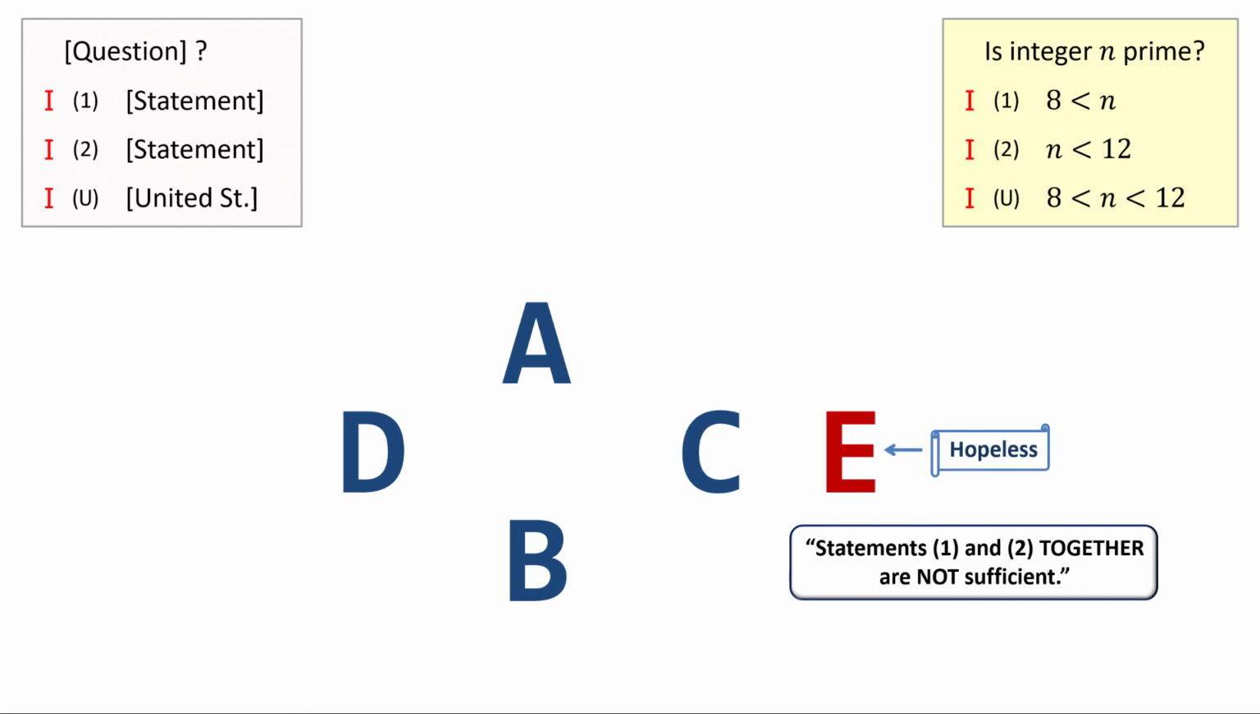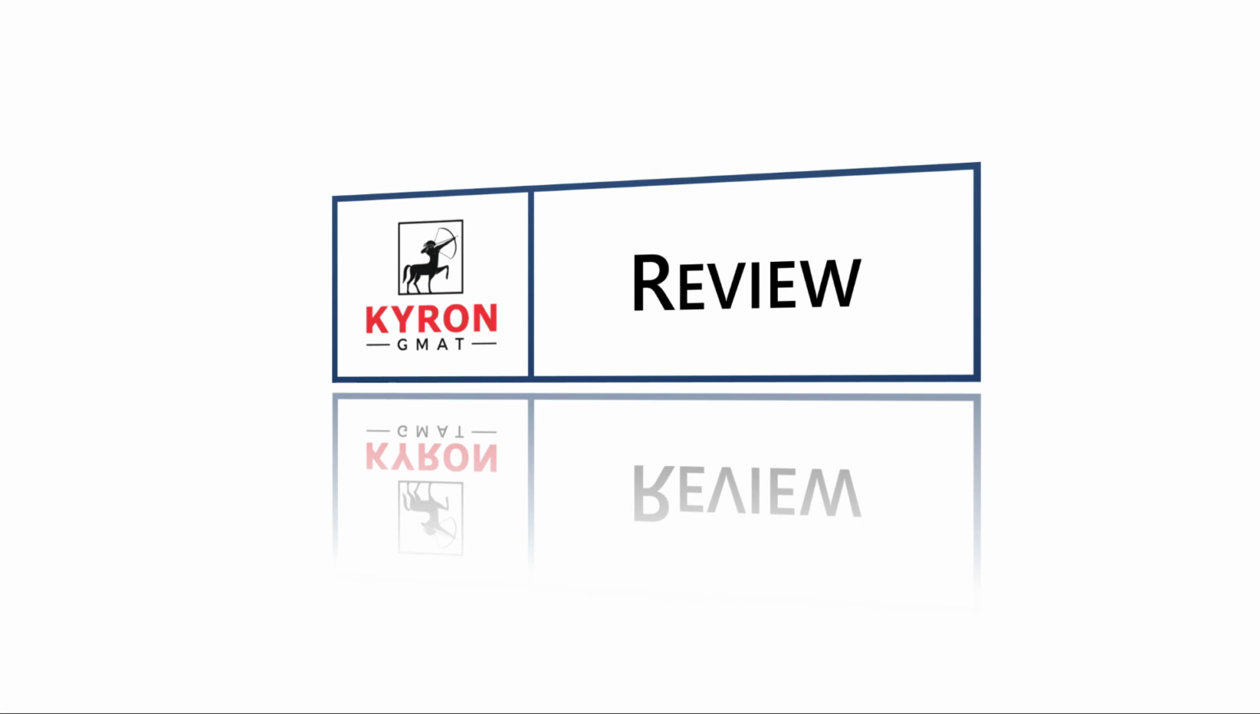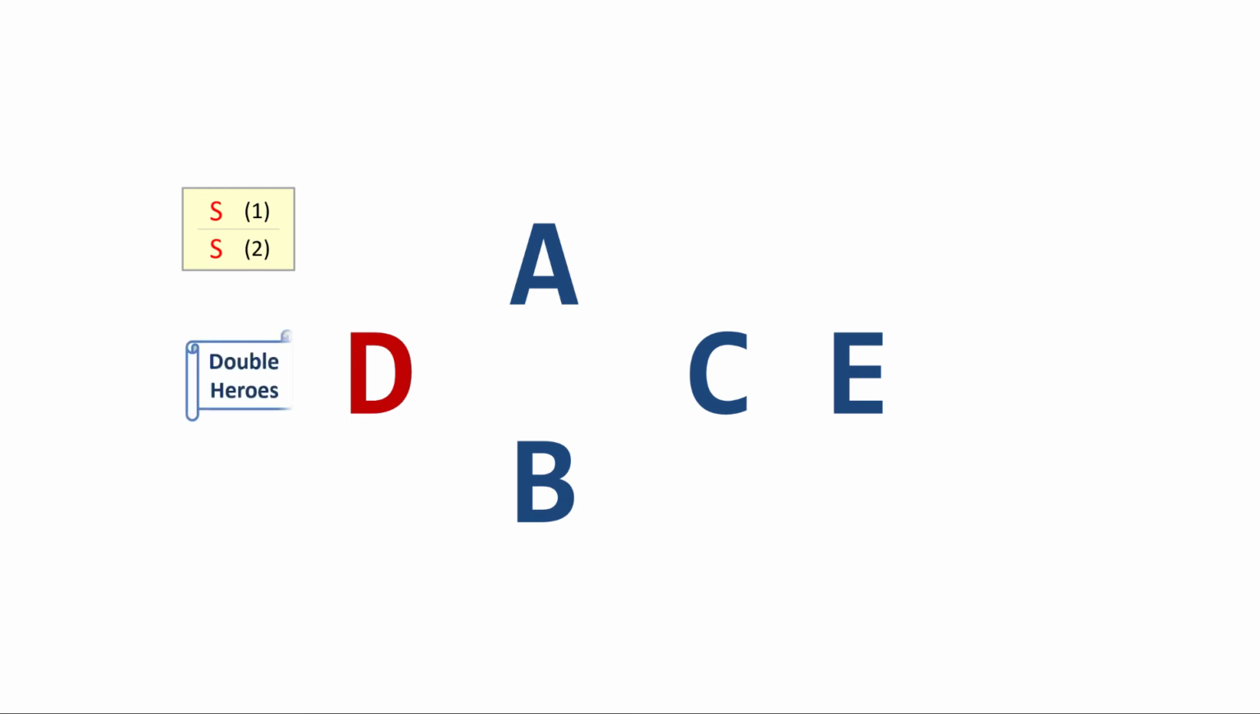And that's it. We've covered all the answer choices in the DABC grid. All that's left in this video is a quick review. Let's bring out the DABC grid one more time and breeze through the answer choices. D is the case where each of the two statements is sufficient. This is the scenario of double heroes.